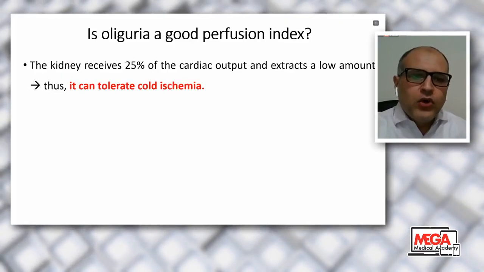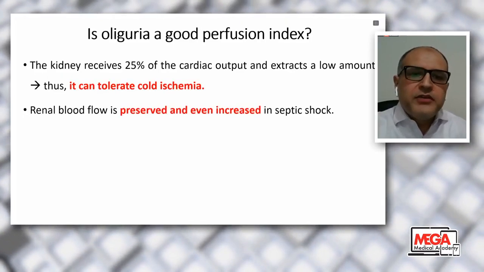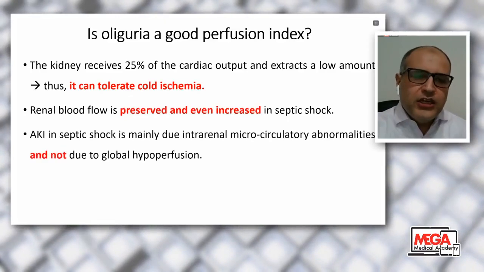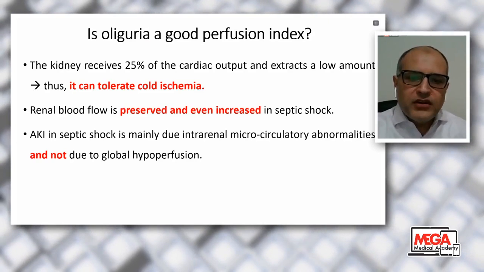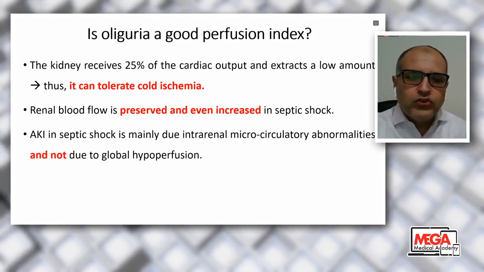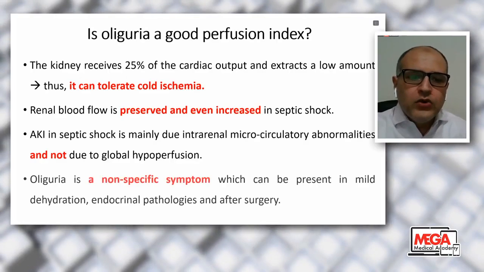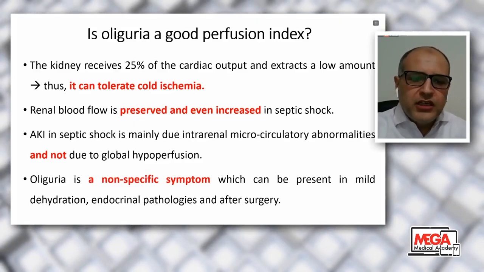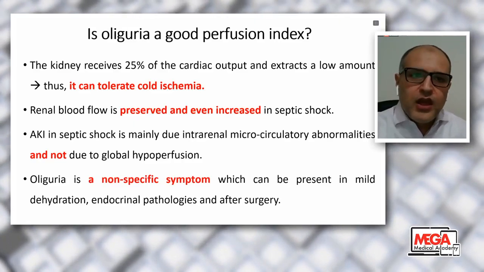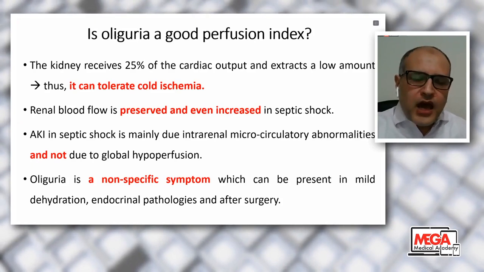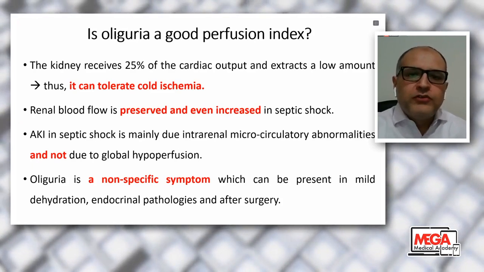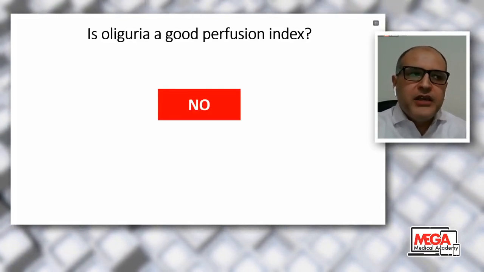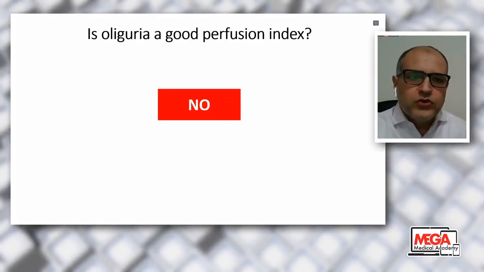Thus, it can tolerate cold ischemia. Renal blood flow is preserved and even increased in septic shock. Acute kidney injury in septic shock is mainly due to intrarenal microcirculatory abnormalities and not due to global hypoperfusion. Oliguria is a non-specific symptom which can be present in mild dehydration, endocrine pathology, or after surgery. So the answer to the question, is oliguria a good perfusion index? No, we should not rely on oliguria to say that our patient is perfused or not perfused.